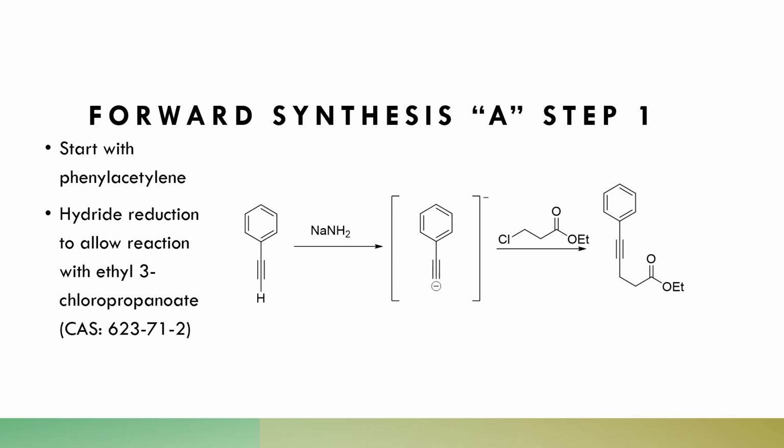Starting with phenylacetylene, if we react this with NaNH2, it'll deprotonate the alkyne, and then that deprotonated alkyne will react with ethyl 3-chloropropanoate at the carbon attached to the chlorine, using chlorine as a leaving group and then leaving us with this product here, which has the aromatic ring, the alkyne, and now it has the carbonyl in the form of the ester group.